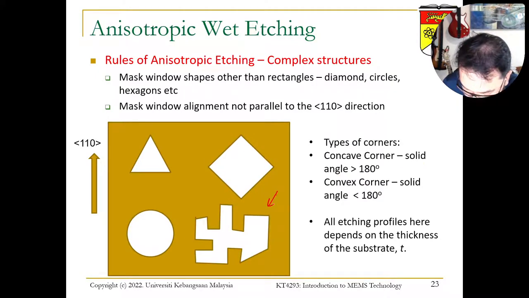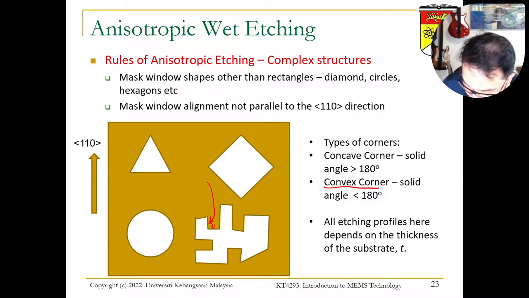Now let's look at this one. This one is interesting. Let's look at this particular corner here. If the solid angle is from here to here, that is more than 180 degrees definitely. So this is concave. But look at this corner here. For this corner, the solid angle is only from here to here, and that is basically around 90 degrees. That means 90 degrees is less than 180 degrees, therefore that is what we call a convex corner.